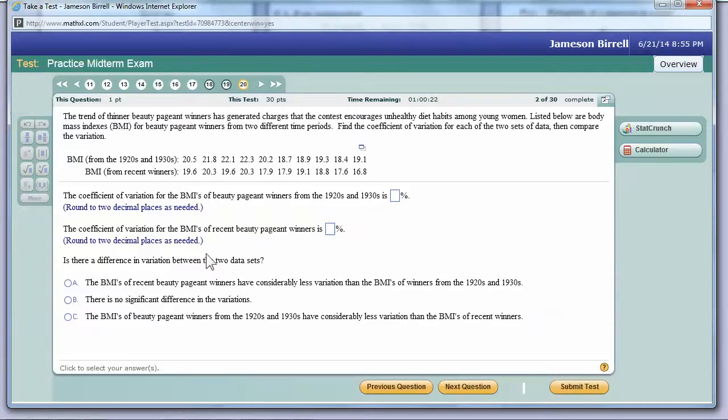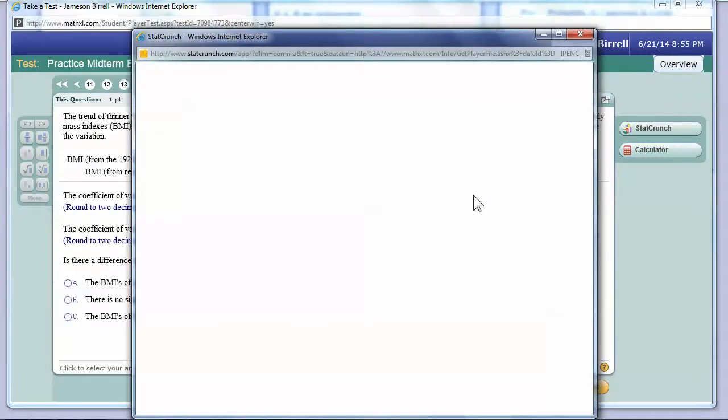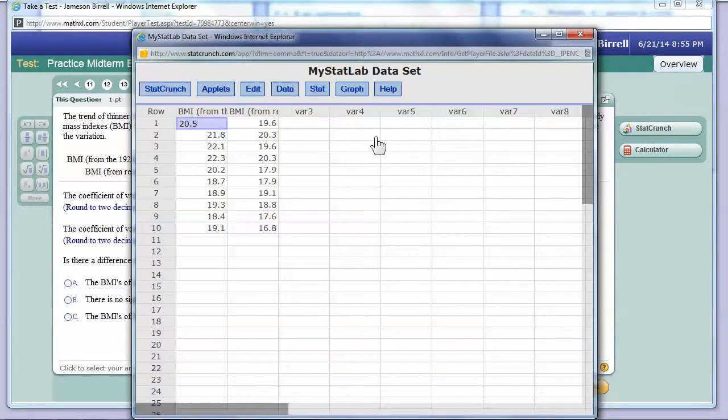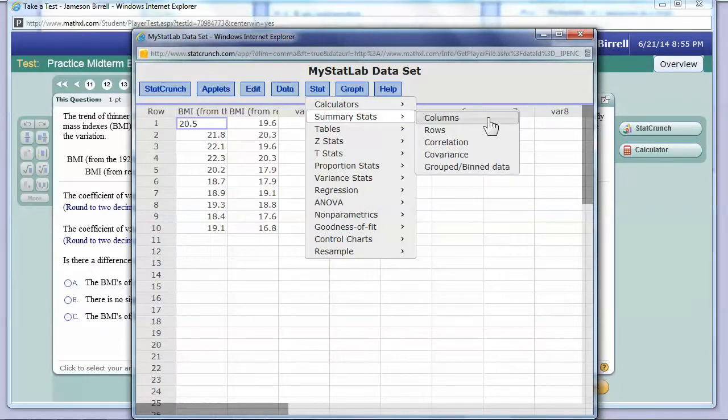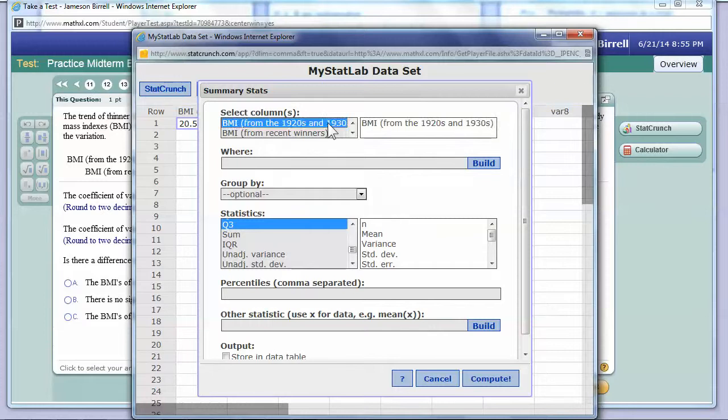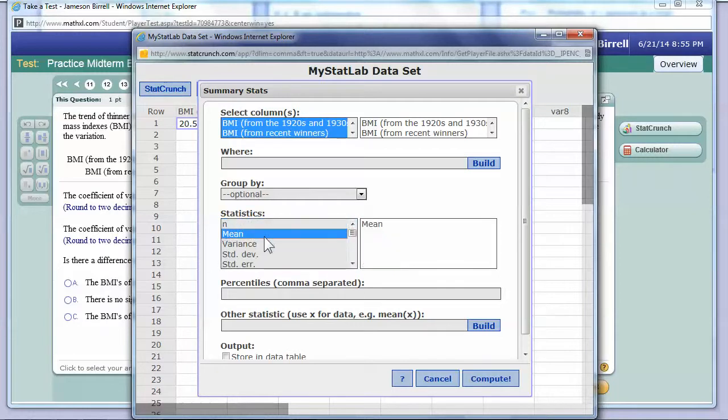You calculate it by taking the standard deviation of the set and dividing by its mean. So we're going to calculate first each set's own standard deviations and means by going Stat, Calculate, Summary Statistics, Columns. We'll grab both. Remember to grab both. You hold either shift or control. And then I actually only need their means. And I'm going to go in this order because I'm going to take the standard deviation and divide by the mean. So I'll do mean, standard deviation, and then mean. And I hold control to get that.